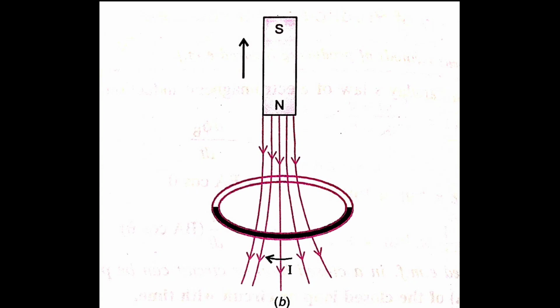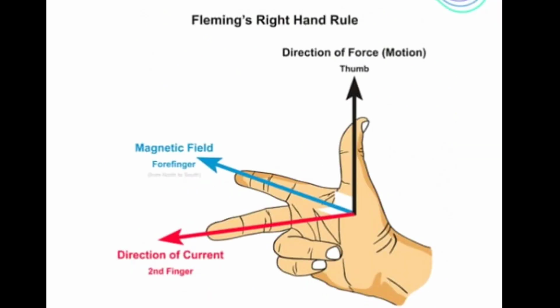So in this way, it always opposes the cause from which it is produced, which means that the direction of the induced current in a closed circuit is such that it opposes its cause. Fleming's right hand rule. This rule is also known as the generator rule. Why are we going to learn about this rule in this video?